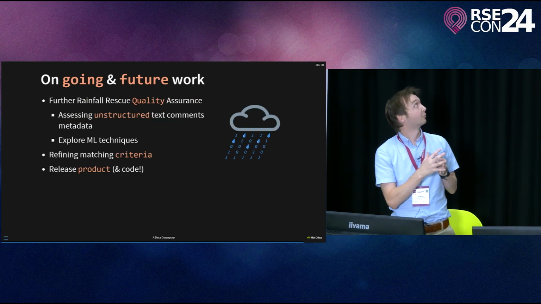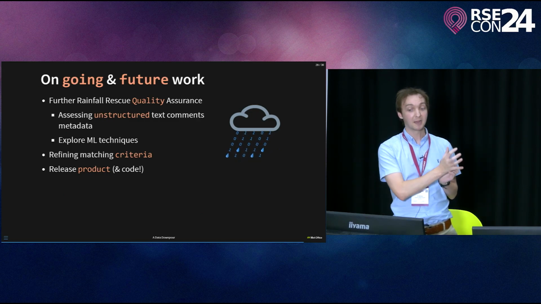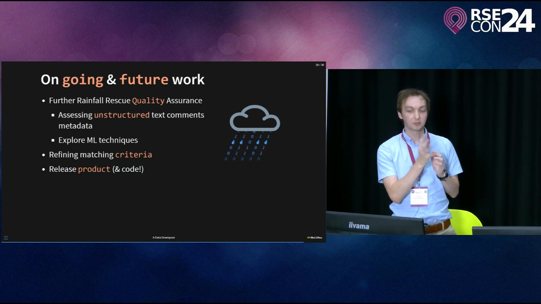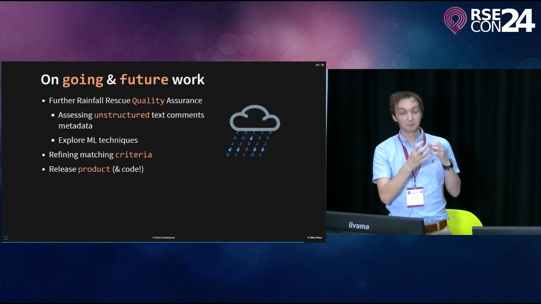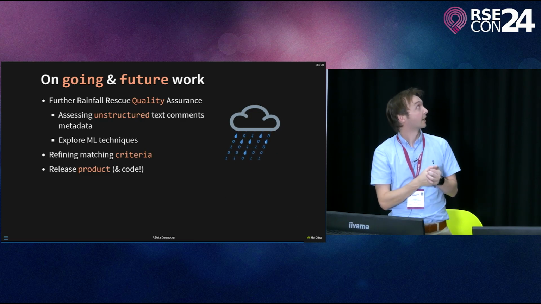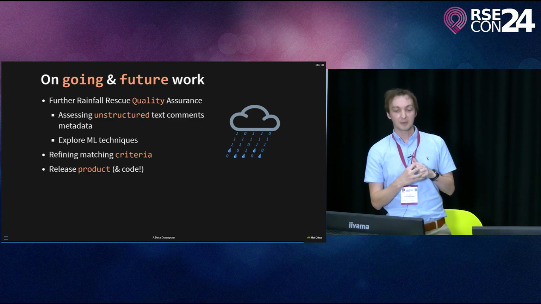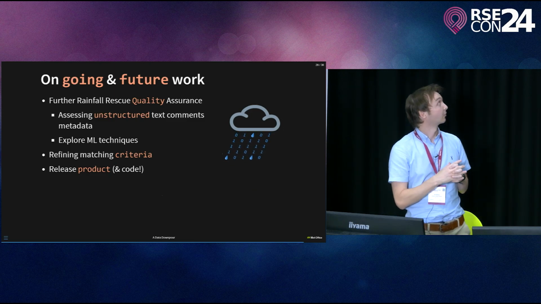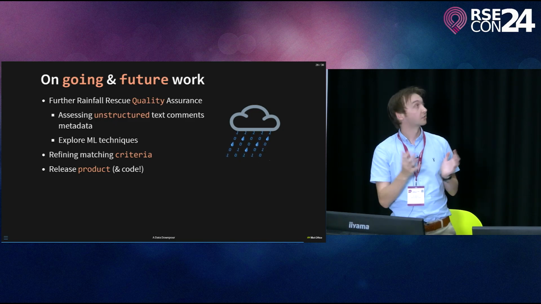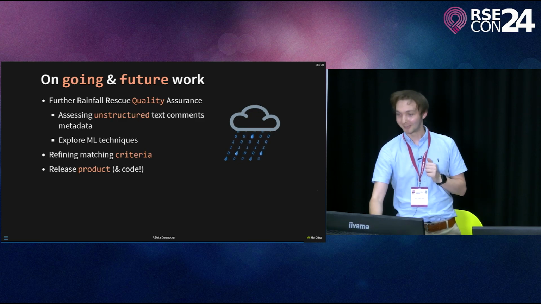Effectively, most of rainfall rescue is not quality assured to the high level that we have with MIDAS. We're exploring a couple of machine learning techniques to look at the unstructured data that comes in the form of comments that were written in the original handwritten documents. There's a lot of refining that we need to do in the matching criteria. And finally, we want to release the product and code so that people who want to use this single source can always check that things are done correctly, I guess.